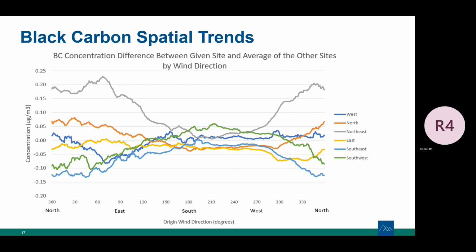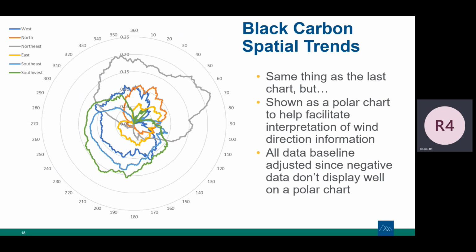So there's a lot of data here. Another way to represent this is to turn it into a polar plot, right? So instead of having all my wind directions on the x-axis like I did on my last chart, take the wind directions and put them around the outside. This way, it helps facilitate interpretation of the data. When you see something over here, it's because the winds are coming from the northeast.